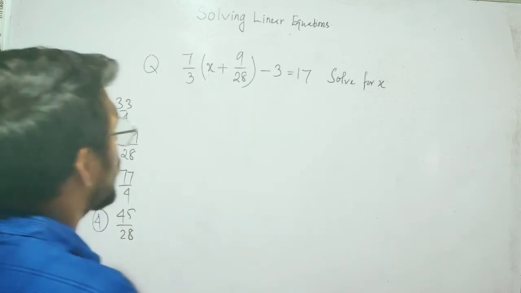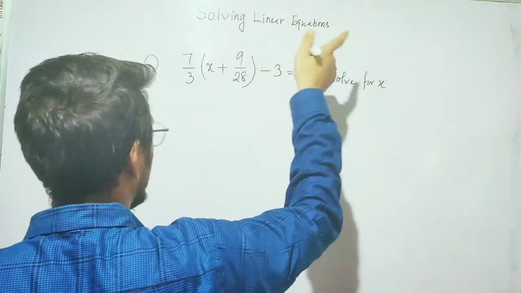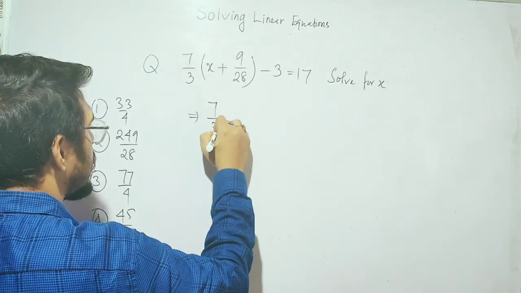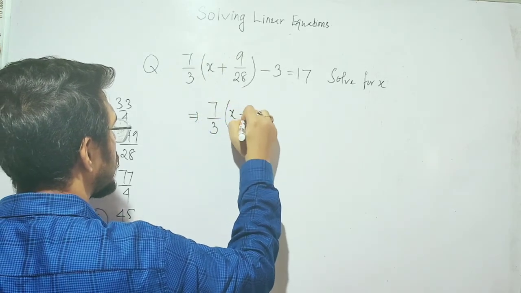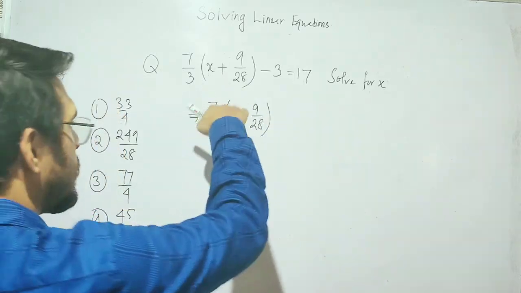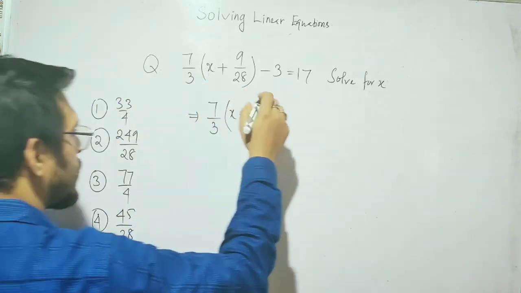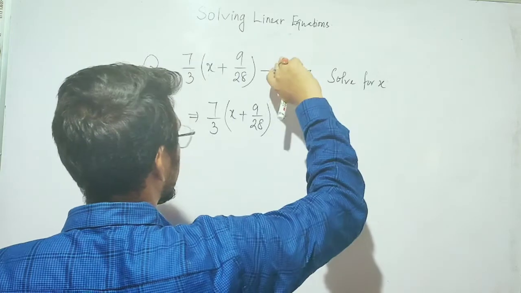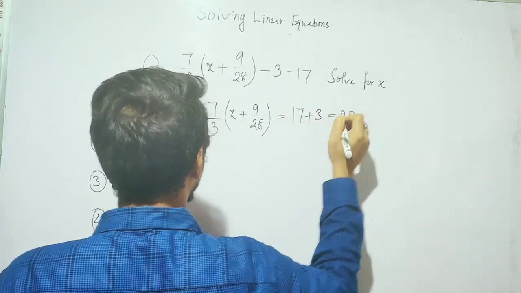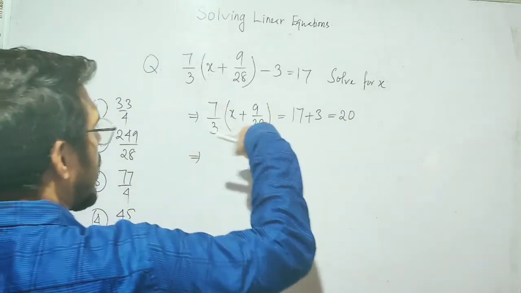Okay, so how would we do it? First of all, we will get rid of everything that is not a part of x. As you can see, 9 over 28 is added to x, and 7 by 3 is multiplied with the bracket, so all of them are part of x. Whatever is not a part of x should be removed. So when minus 3 goes to the other side, it becomes 17 plus 3, which is 20, right? So this thing becomes equal to 20.